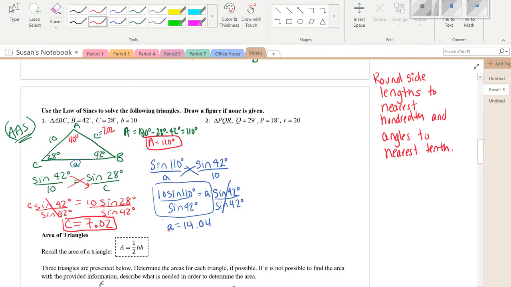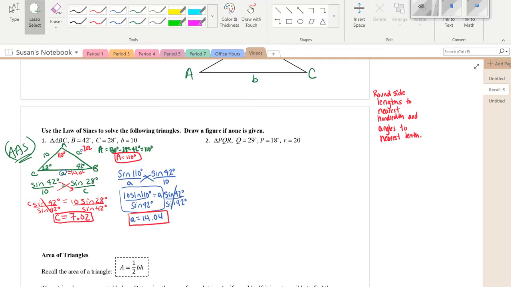And now we have found all the information that we need. So why don't you go ahead and see if you can do the next triangle on your own. When you're done, you can unpause the video and we'll take a look at it.